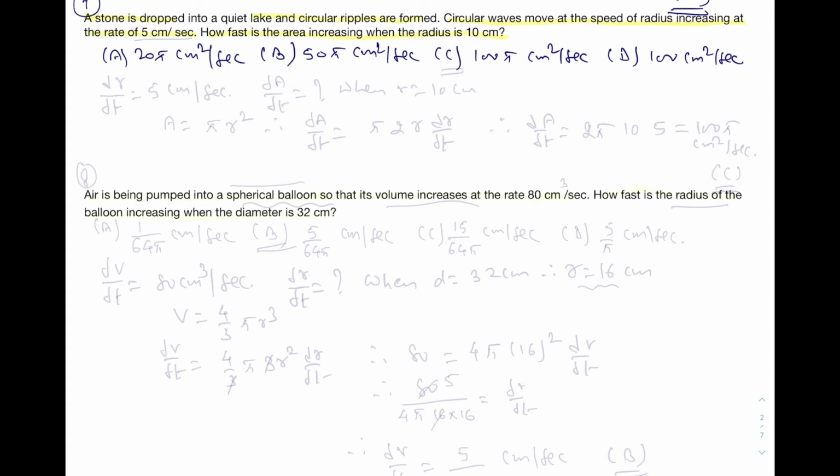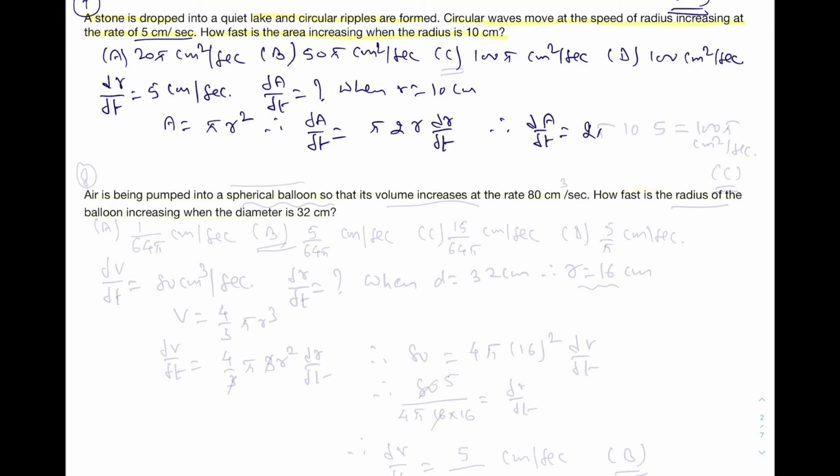So what are we given? We are given the radius increasing at the rate of 5 centimeter per second, so dr/dt equals 5 centimeter per second. We want to find dA/dt when r equals 10 centimeter. So that's very easy. Now what is A? A is pi r square, and therefore dA/dt equals pi 2r dr/dt. So now dr/dt is given.